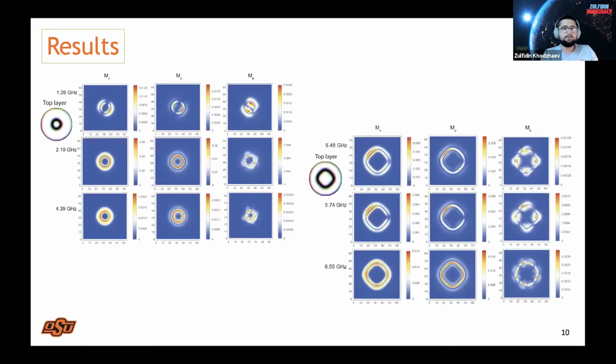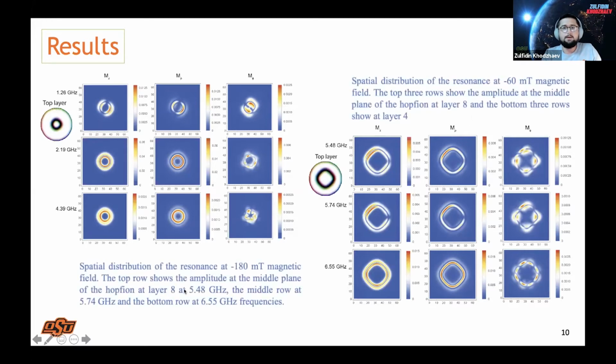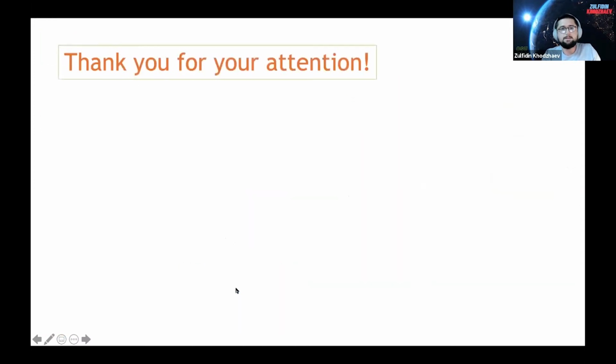Now, just to talk more about the Hopfions in this case, we've seen the same phenomenon. Whenever the frequency is low, we see more rotation of the Hopfions, and whenever we are at the higher frequencies, we see more breathing close to the center of the Hopfions. And this is the case when it's circular or square. So I'm talking about the Hopfions. The first one is for -60 millitesla, and this was for -180 millitesla.